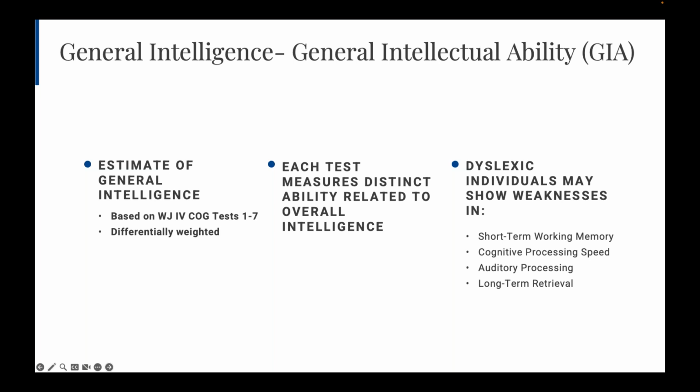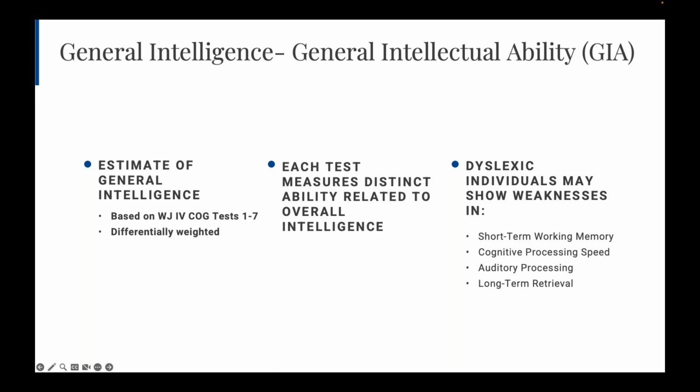To be more specific, tests that tap abilities that are more closely related to that general intelligence factor or that G factor, like fluid reasoning, for example, would contribute more to a student's GIA score when compared to lower order tests. So something like processing speed, for example, would be considered lower order. Nonetheless, all 7 of those tests contribute something to the overall score. And that's important to keep in mind because individuals with dyslexia might show weaknesses in those lower order domains. And as such, that GIA score might be attenuated and as such may not be the best predictor of what that person can do academically.